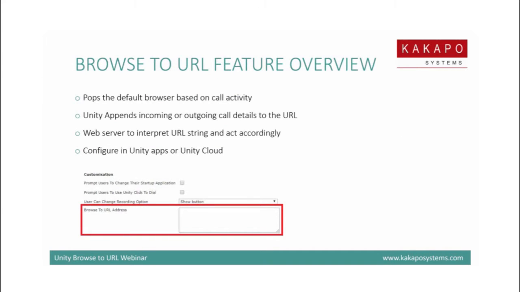Looking at the actual feature itself, Browse to URL, as I mentioned, it's going to basically open up the default browser, and it's going to put that URL string, it's going to append some incoming or outgoing caller information. By that we mean the most important, of course, typically is the incoming caller ID.